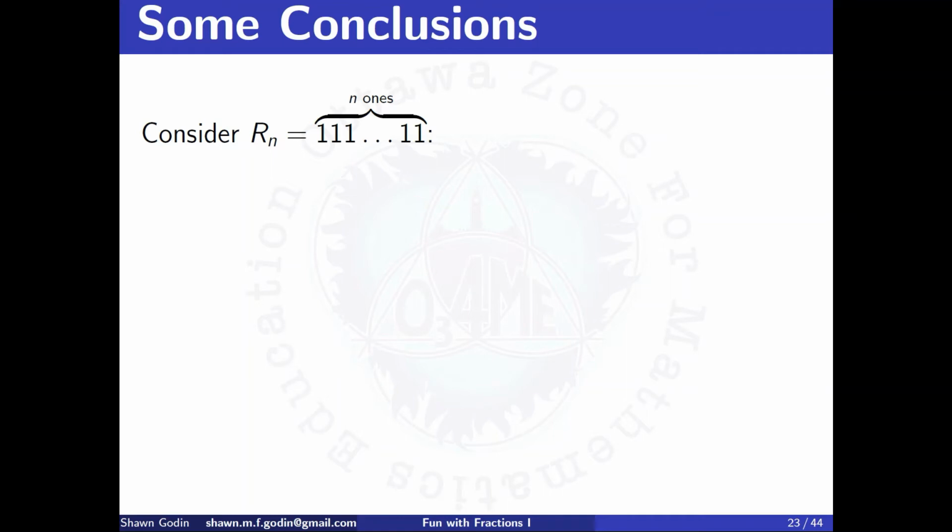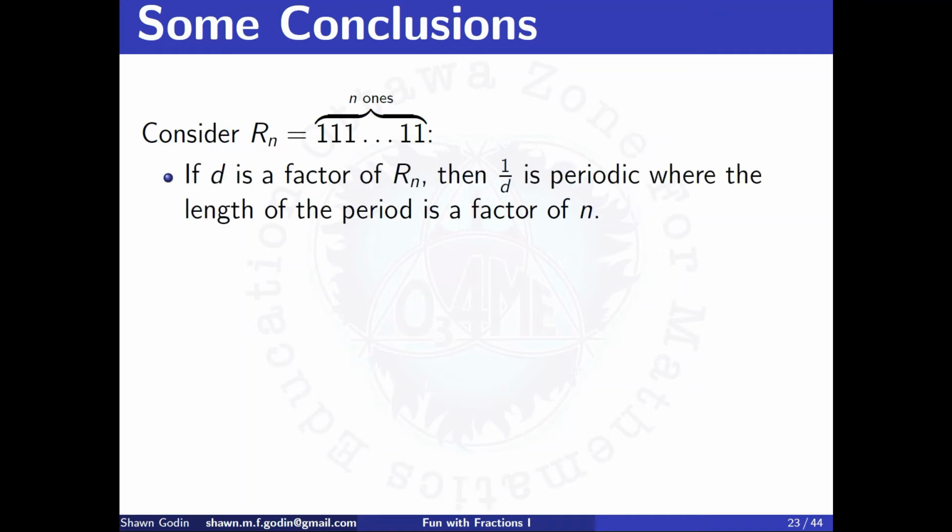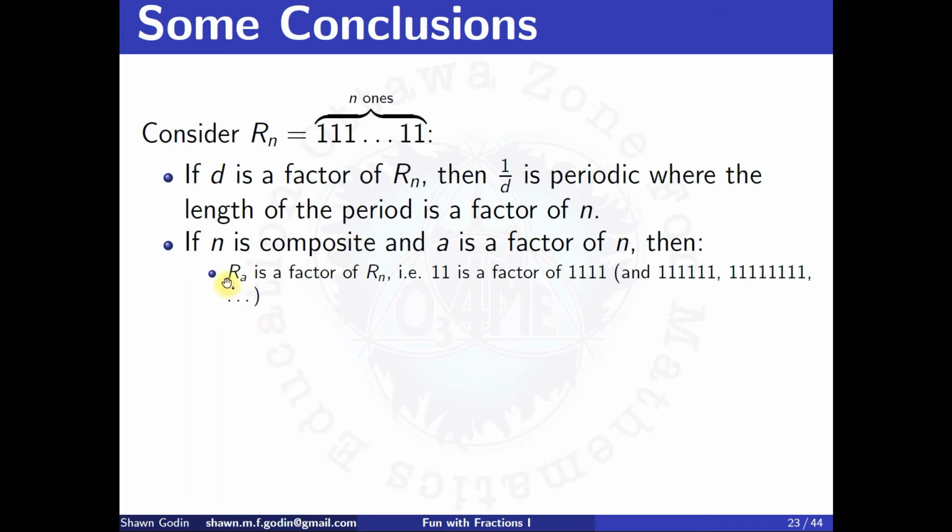So what are some conclusions? If we consider this Repunit number Rn that's n digits long, if d is a factor of that, then its reciprocal is going to be periodic, where the length of the period is going to be a factor of n. If n is composite and a is a factor of n, then we know that Ra is a factor of Rn. So if something like 11 is a factor of R2, it's a factor of 1111, as well as R6 and R8 and R10 and R12 and so on.